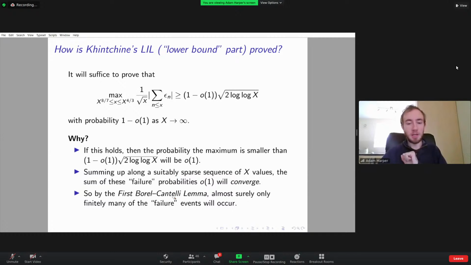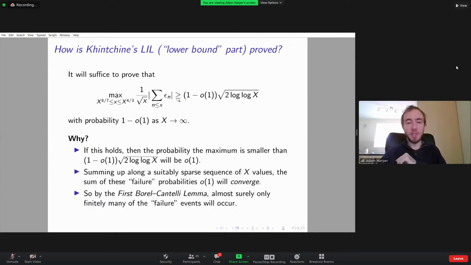And then there's a nice and actually very easy to prove result from probability theory called the first Cantelli lemma. That tells you that if you have a sequence of events and the sum of all their probabilities converges, then with probability 1, only finitely many of those events will occur. And remember that these events we're talking about here are the failure events, the complement of this. So the first Cantelli lemma will tell us that almost surely only finitely many of these failure events will occur along this sparse sequence of X values. That's another way of saying that from some point onwards along this sparse sequence of capital X values, this will always hold, the success event.